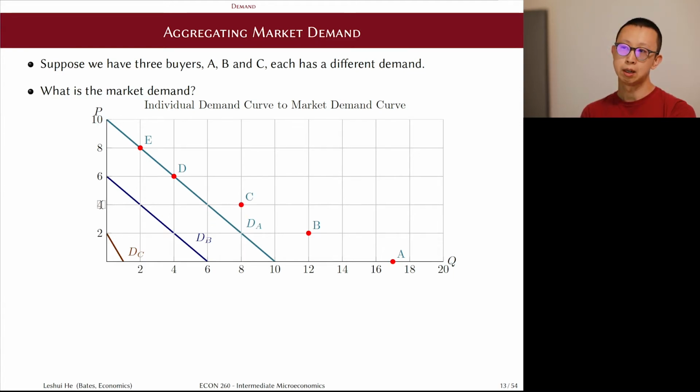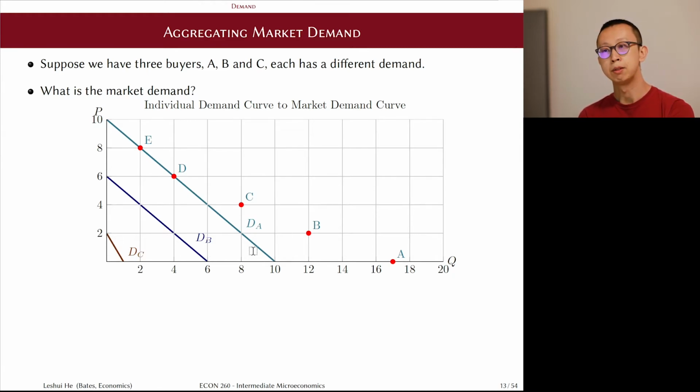When the price lowers further to $2, the same story carries. The demand is only coming from A and B. So the market demand is the sum of quantity demanded from A and B, which is 8 plus 4. That gives us 12 units. And once the price starts to lower below $2, consumer C kicks in.